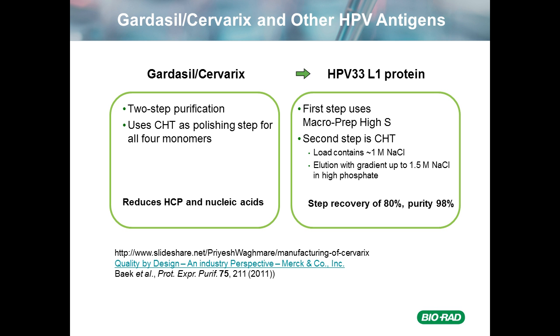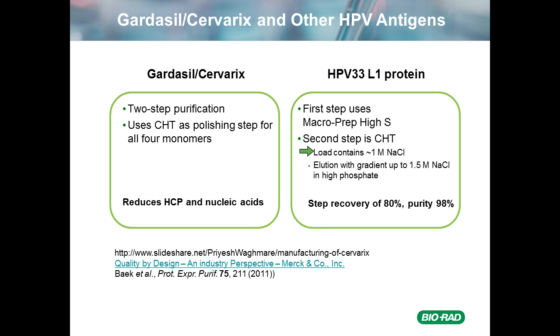I put the HPV one up in particular for two reasons. One is because the first step uses another one of our resins, MacroPrep High S. This goes immediately onto a second column, which is CHT, and what I want to point out is that the load contains 1 molar salt.